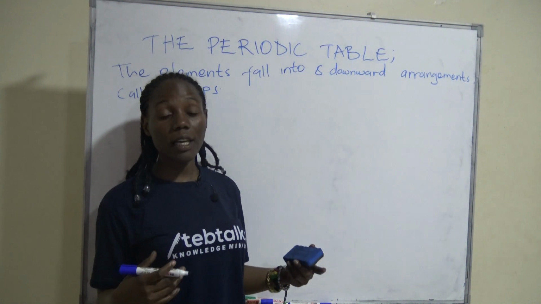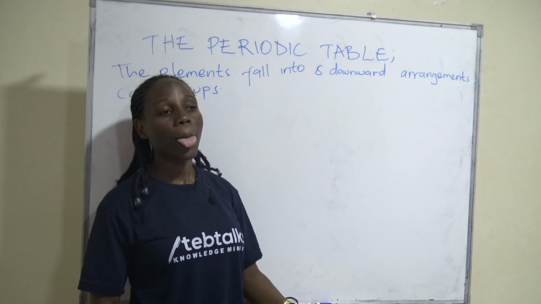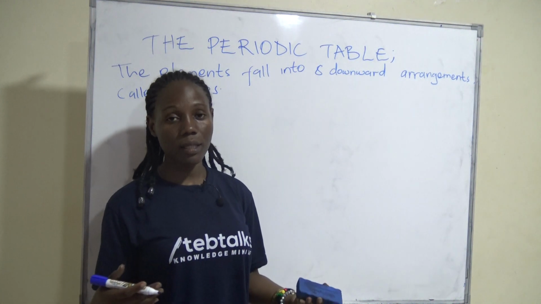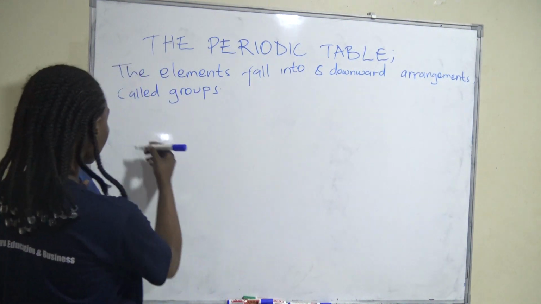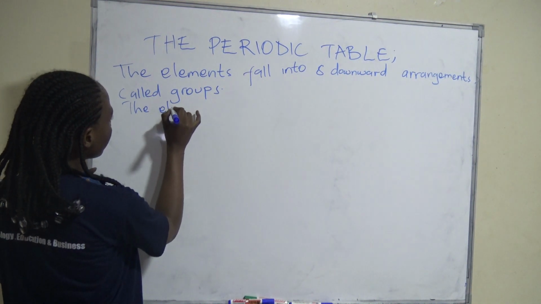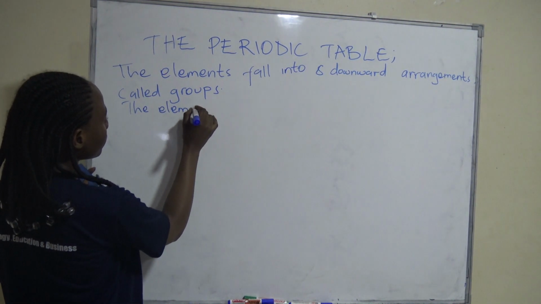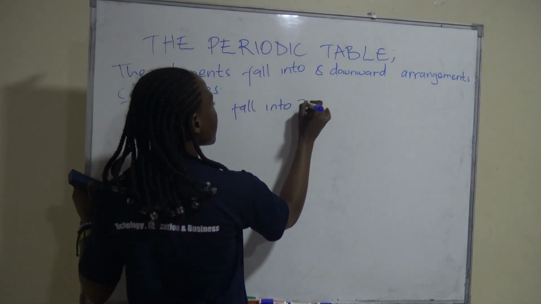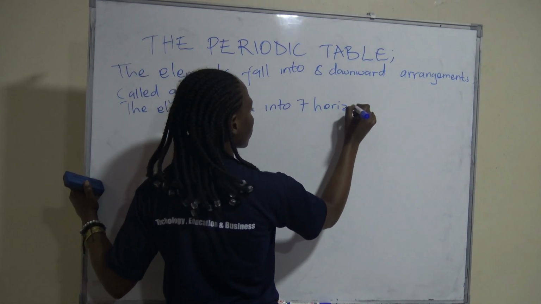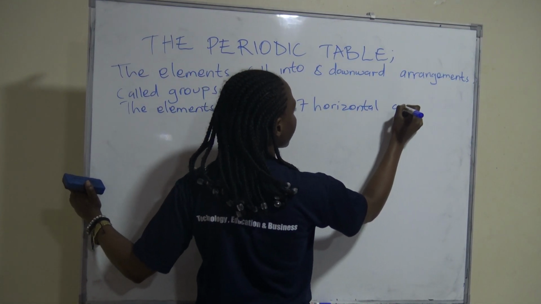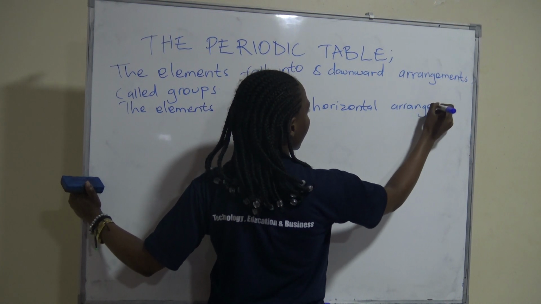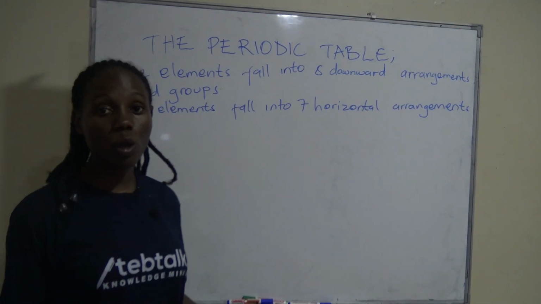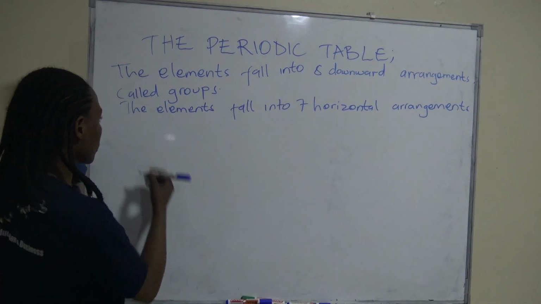Once we have the downward, we should also have the across movements, the ones which are horizontal. The elements fall into 7 horizontal arrangements. And how do we call these arrangements? We call them periods.